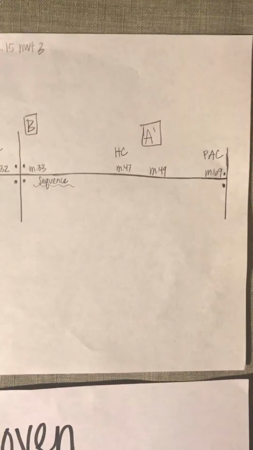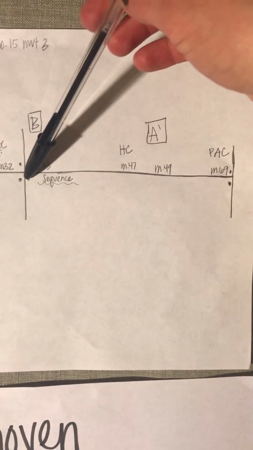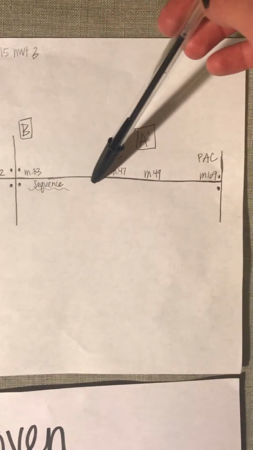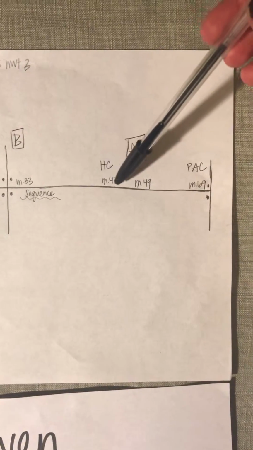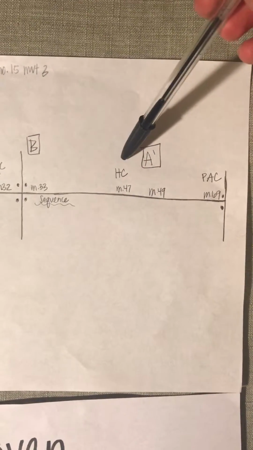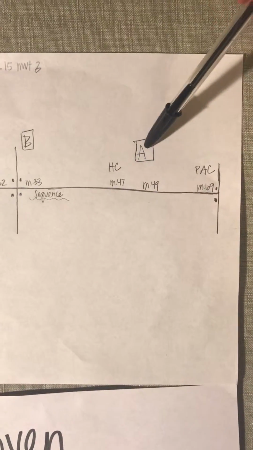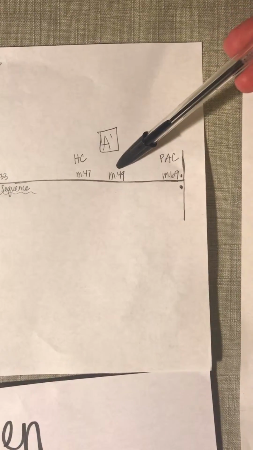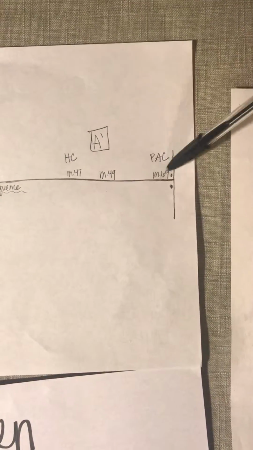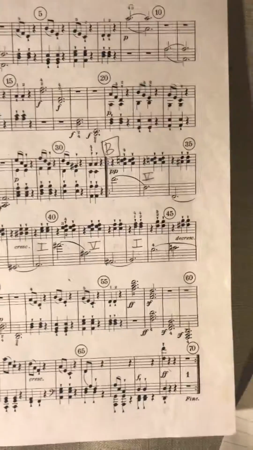The B section of our binary form, I think, starts in measure 33, where we have a sequence. And then finally, this all resolves with a half cadence in measure 47, a half cadence in D major. So we're back in our home key. And then we have A prime. And we can hear a return back to our A section there. A prime, I think, starts in measure 49, and then we end the piece with a perfect authentic cadence in measure 69. Let me show you what that looks like.